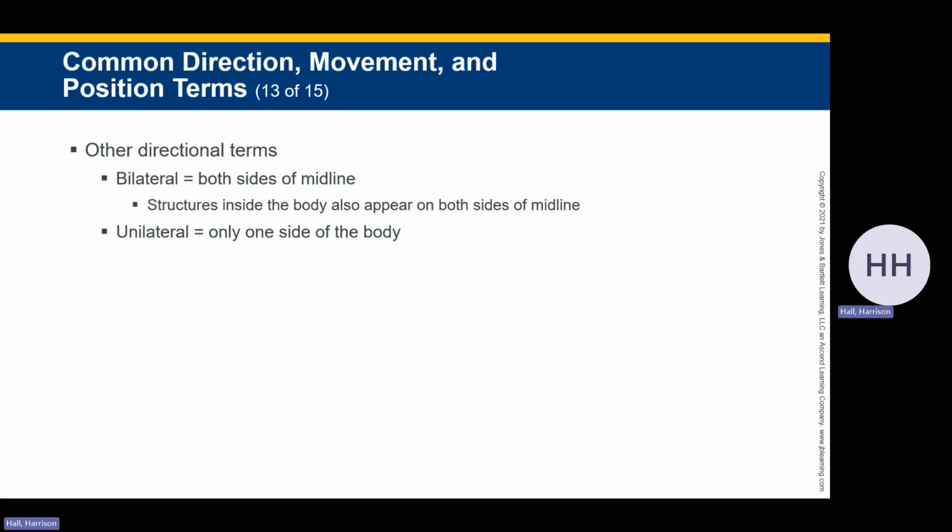So some other directional terms, bilateral is going to equate to both sides of the midline. So you have two femurs, so you can have bilateral femur fracture, right? But unilateral, you're not really going to hear this a lot. You're really going to hear like left or right. But unilateral will be just one side of the body. Where you can hear unilateral is whenever we start talking about strokes.